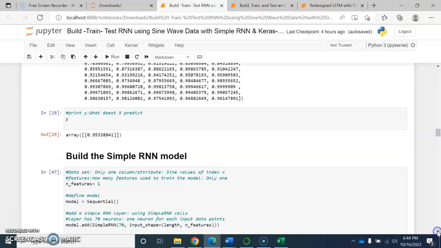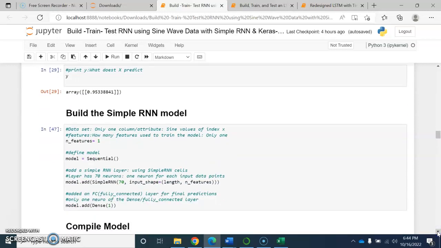And here in this model, I used one layer. For the feature, I used one, and then I used the sequential model to define the RNN model. And then for my layer, I used 17 neurons. And for my fully connected layer, I used just one. This will be used for the final predictions.